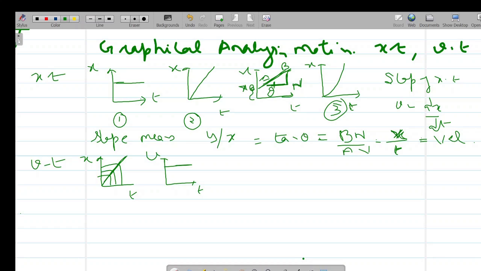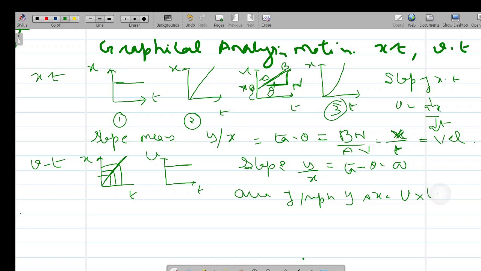What is the use of the v-t graph? We can use it to find the slope of the graph, that is y-axis divided by x-axis, which gives us tan theta, which is equal to acceleration. And also the area of the graph, that is y-axis into x-axis, which is velocity into time, gives me the distance traveled, or the displacement. So this is the importance of the v-t graph: if you draw one graph, you can get both the acceleration and the displacement.